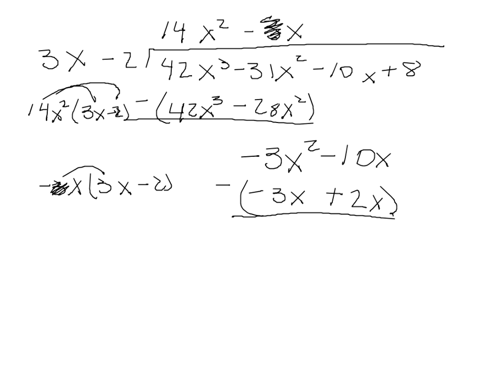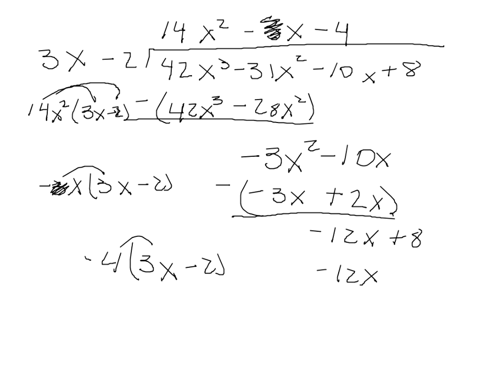Okay, so those cancel, and I get minus 10 minus 2 is minus 12. Minus 12x, bring down the 8. So 3x goes into minus 12x minus 4 times. There's minus 12 plus 8. And there's my remainder of 0.